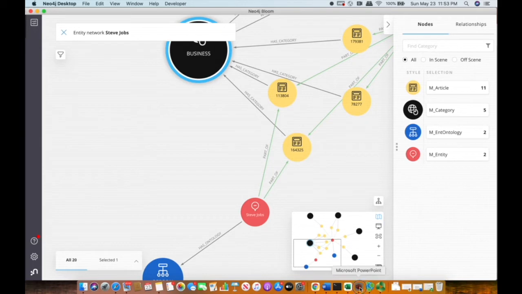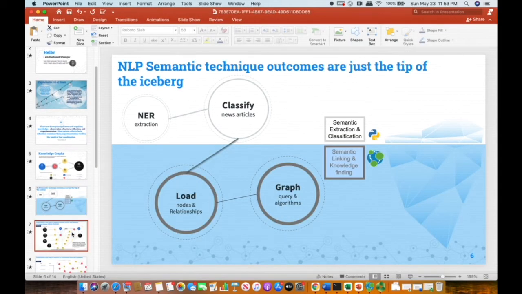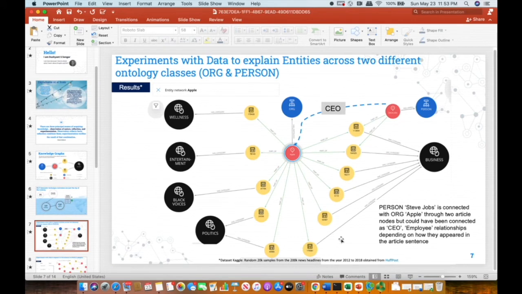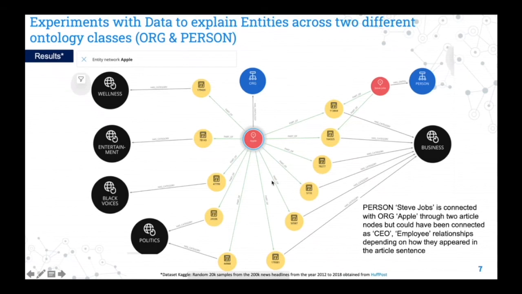So going back to our presentation, this is slide 7, which I was just showing you live on Neo4j Bloom. But like I said, Steve Jobs and Apple are connected through the two articles, but they could very well have been connected through another relationship called CEO. If I chose that when I was building the graph, I could have very well chosen CEO as a type of relationship, if that existed in the data and I was able to figure that out from the articles. So it gives you a lot of flexibility. It's not hard-coded assumptions that you would have to add in the database. It could be very free-flowing ideas, and it is up to you to decide how you want to connect these entities, right? So let's move on.